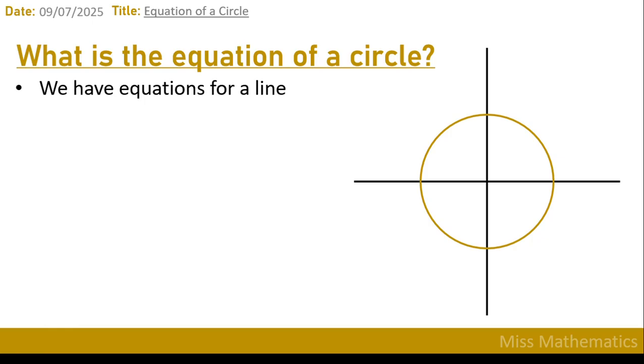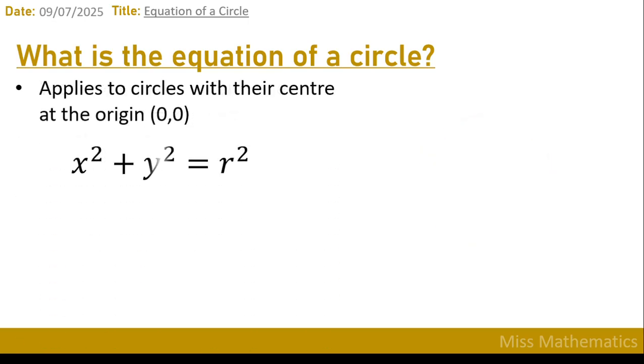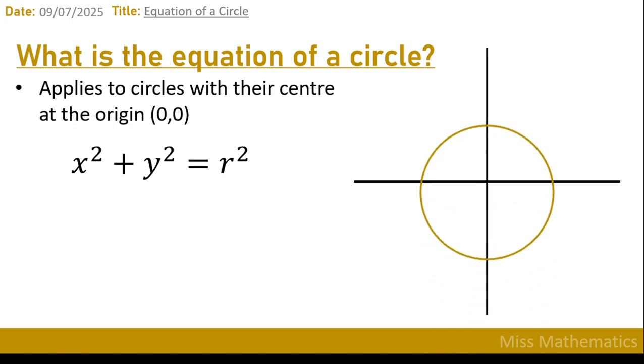So we already know that you have equations for a line. Can you remember what the equation for a line is? It's y equals mx plus c. In a similar way, we have equations for a circle. The equation for a circle is x squared plus y squared equals r squared.